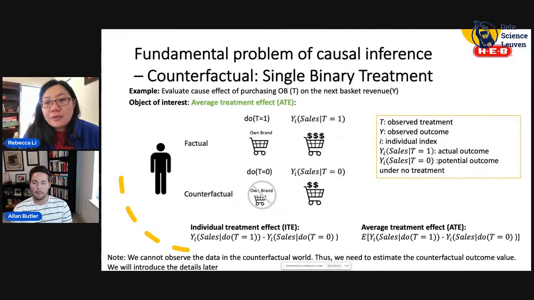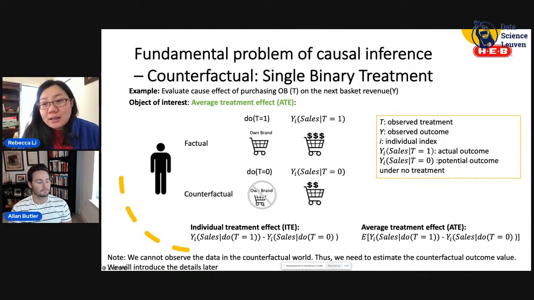The fundamental problem of causal inference is the counterfactual. Below is an example of a single binary treatment situation. In this case, we want to evaluate the causal effect of purchasing own-brand product on future customer value. For an individual, there are two potential treatments, purchasing own-brand products or not. Correspondingly, there are two potential outcomes. We can only observe the outcome that happens in the factual world, and the other potential outcome that cannot be observed is happening in the counterfactual world.